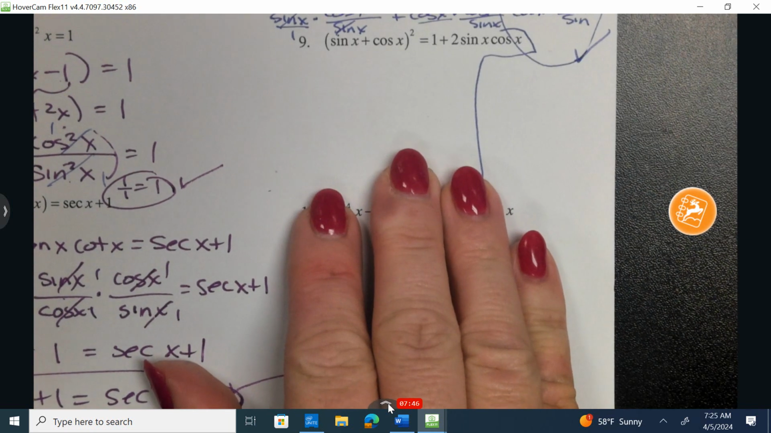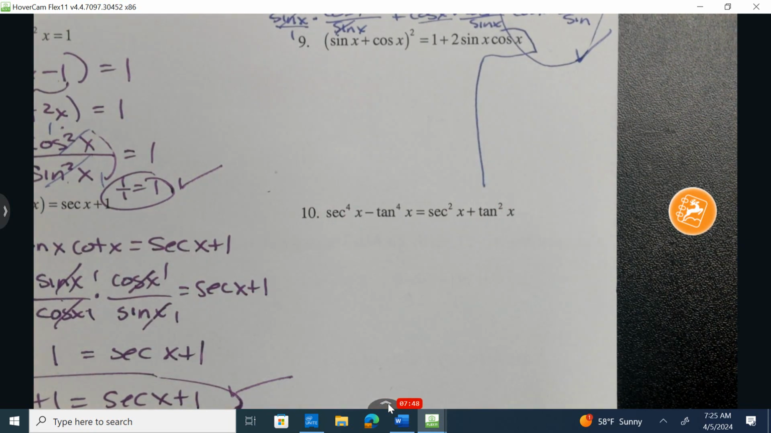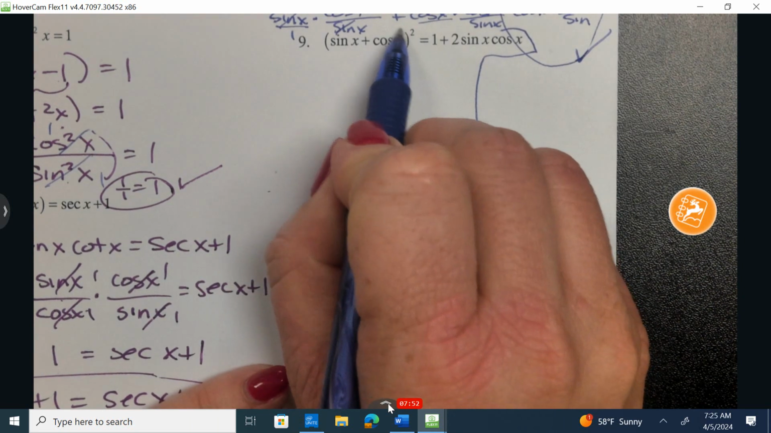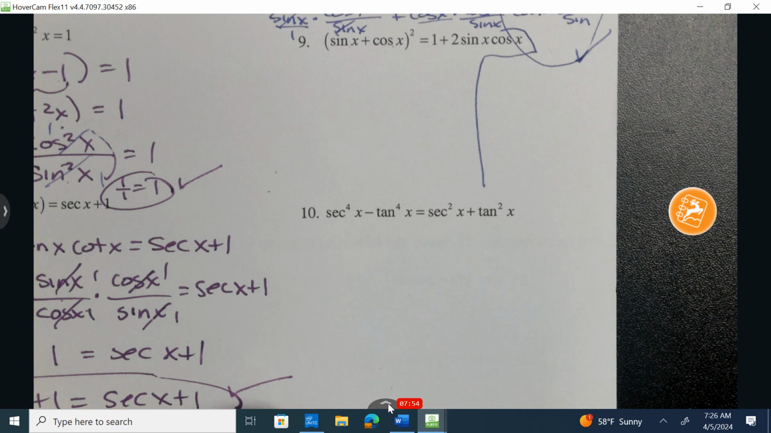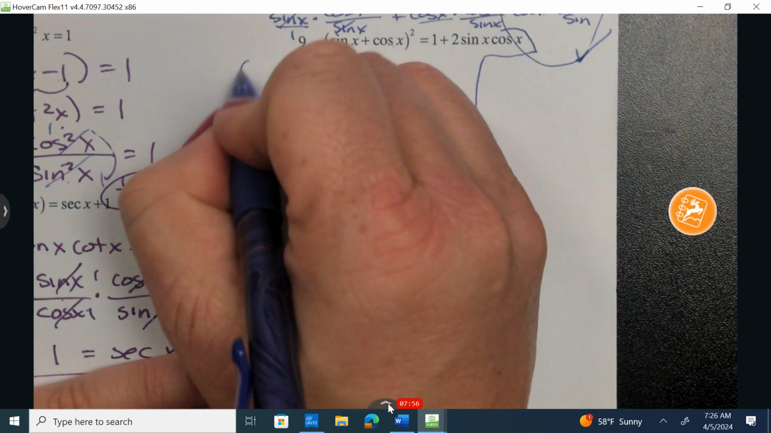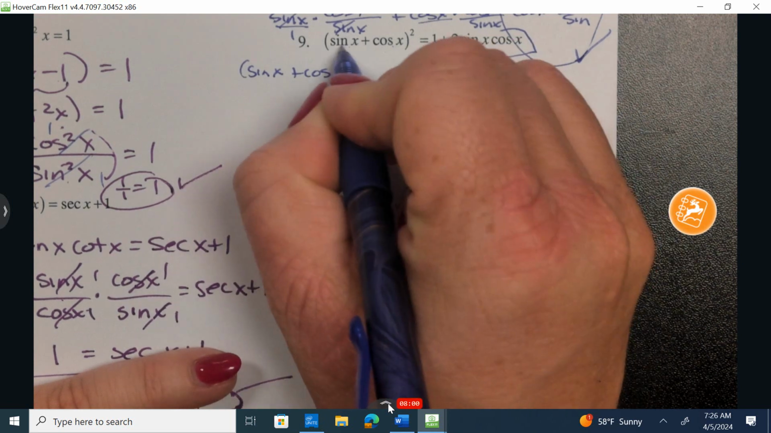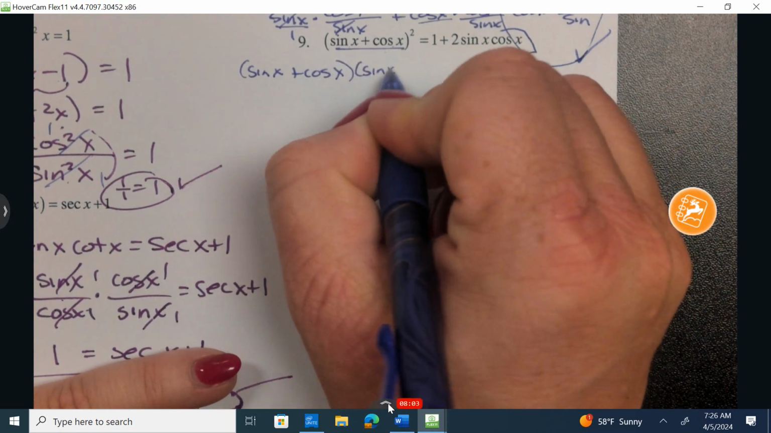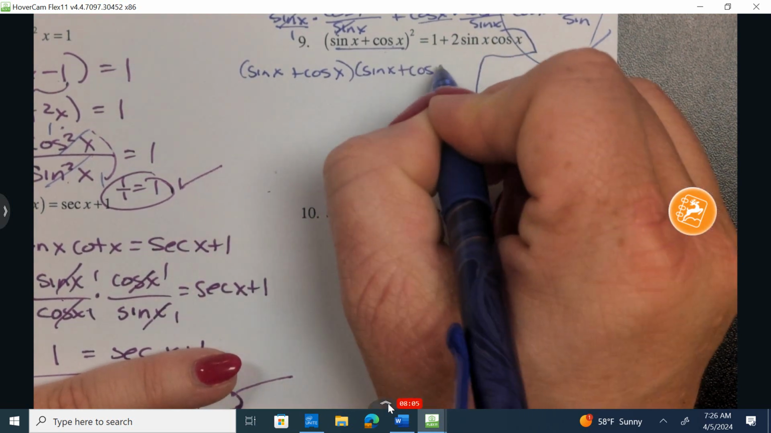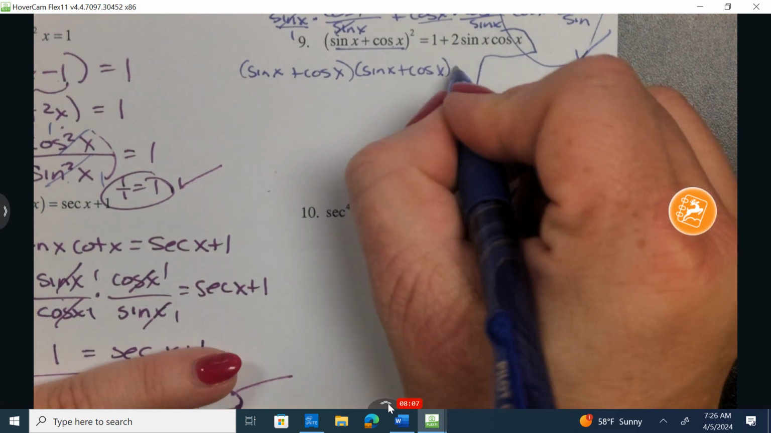Let's take a look at number 9. All right. Now, when I write this, this does not become sine squared plus cosine squared. That's a big misconception. I'm going to write the sine of x plus the cosine of x. And I'm going to write this down twice. Sine of x plus cosine of x. And only because I'm running out of space, I'm not going to put this down right now.